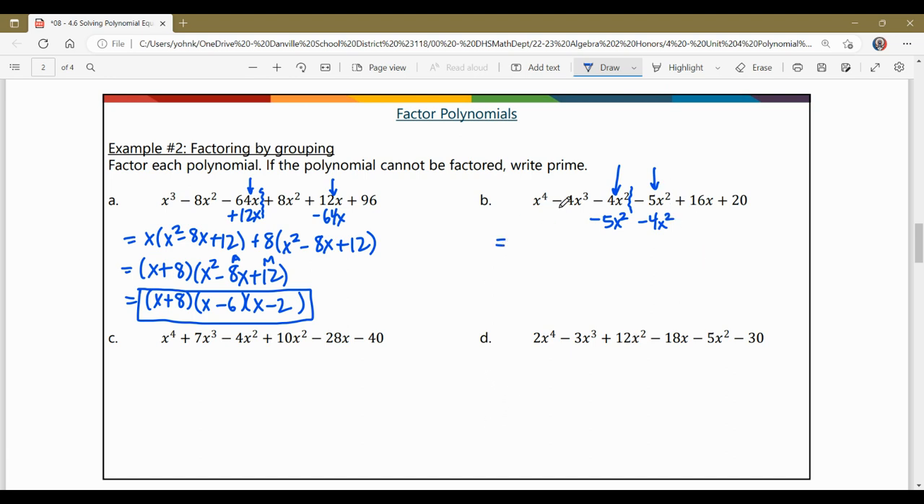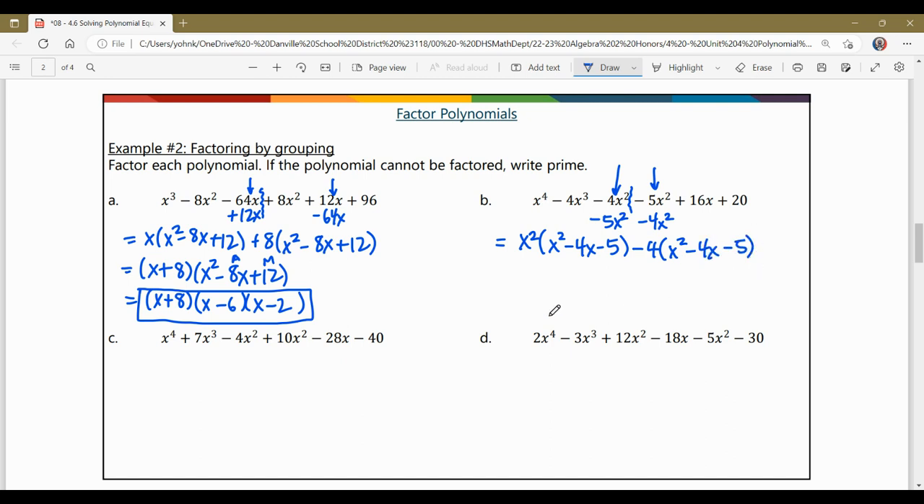So now we take a look at the first three terms, and you look for a common factor. That would be an x squared. You're left with x squared minus 4x minus 5. If you take a look at the last half, I notice that the first sign here is negative, so that means I'm going to take a negative out, and I could take a 4 as well. That's going to leave me with x squared minus 4x minus 5.